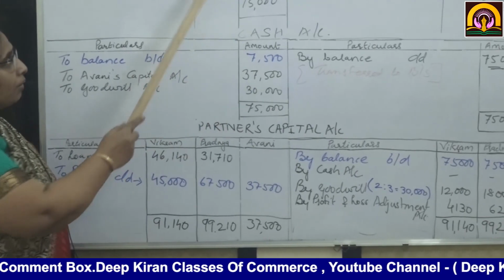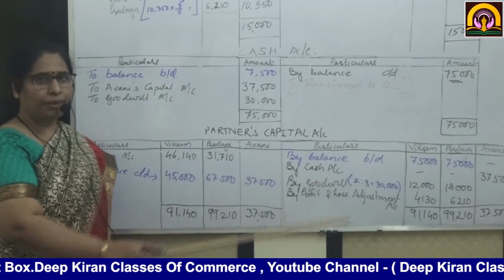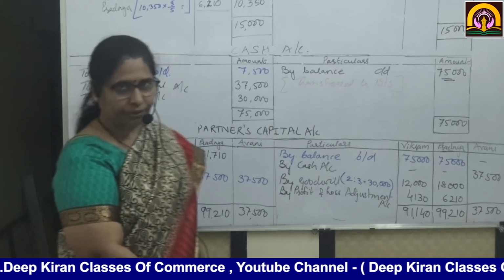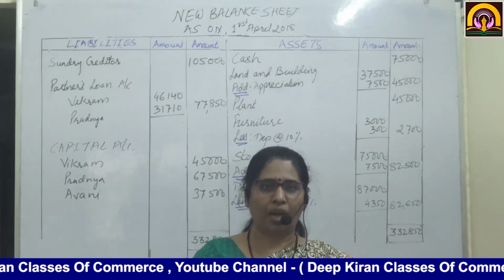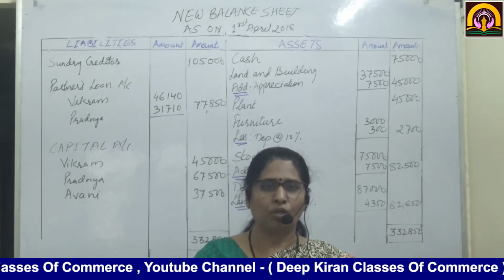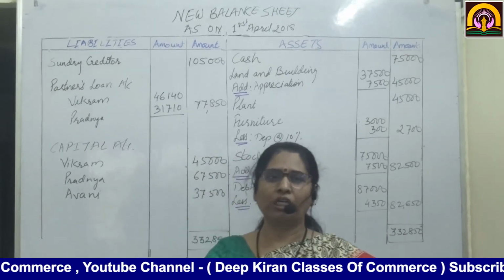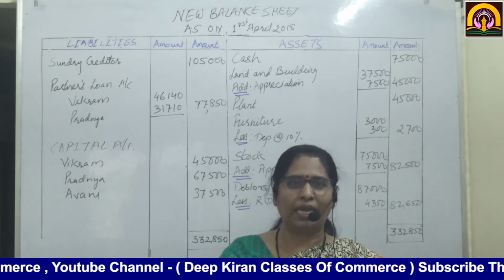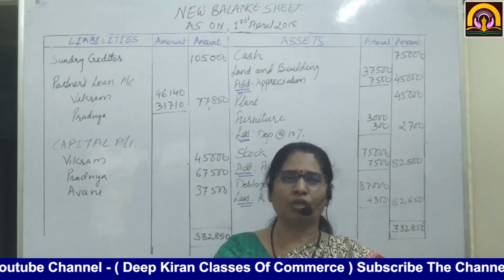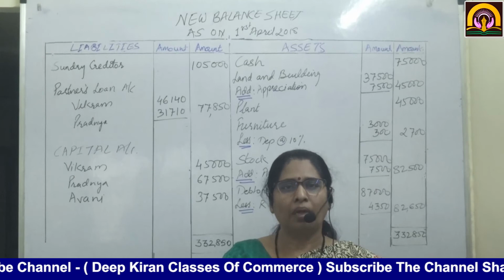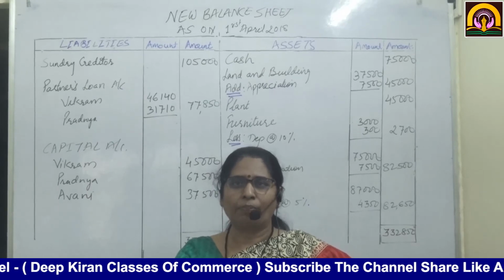I hope you have understood profit and loss adjustment account, cash account and partners capital account. Now I'll show you the balance sheet. Now the last part, that is the new balance sheet of the firm after admission of Avni. So I have drawn the balance sheet as new balance sheet as on 1st April 2018. Then liabilities amount, inner column, outer column, assets, inner column and outer column. Now first we will take up the liabilities side.